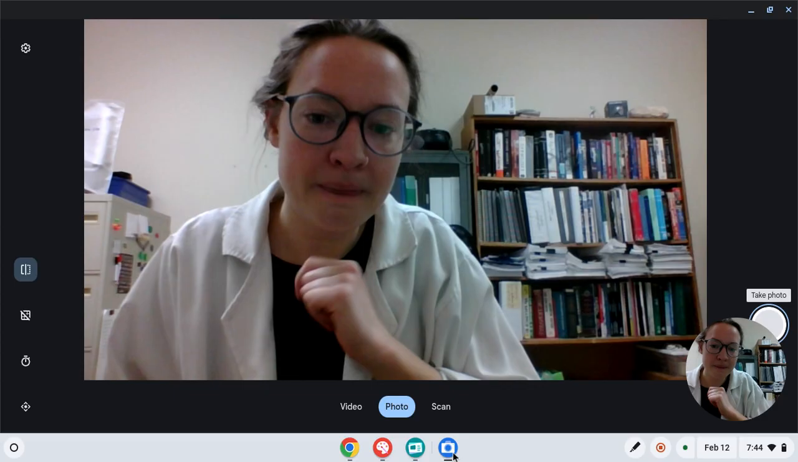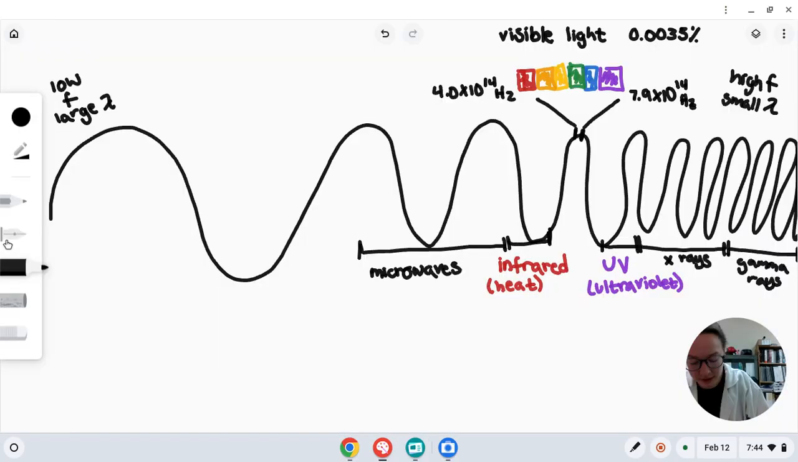Now, below microwaves, there are also other frequencies of light that are even lower, and we call this range of frequencies radio waves.